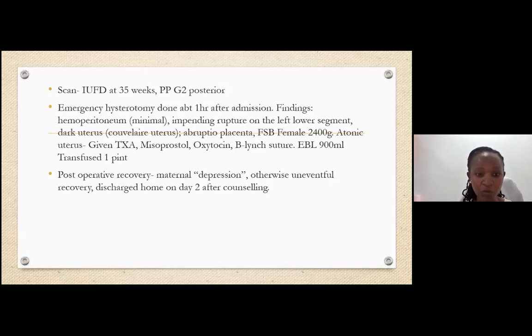Post-surgery, the uterus was atonic and managed using tranexamic acid, misoprostol, oxytocin, and finally a B-Lynch suture was placed. Estimated blood loss was about 900 ml, and the patient was transfused 1 pint of blood. Post-operative recovery, what was significant, she had postpartum depression, otherwise uneventful, and the patient was discharged home on day 2 after counseling. And it was day 2 because she actually requested to go home. She could not stand seeing other mothers with their babies in the ward.